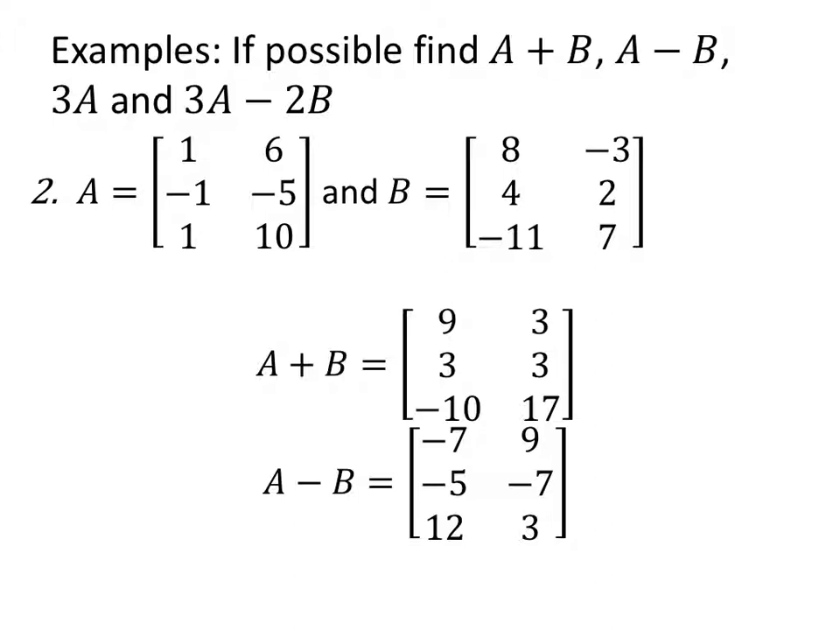2 more matrices. We have a 3 by 2 and a 3 by 2. They're the same size, so I can add them. I add a row 1. 1 plus 8 gives me 9. 6 plus a negative 3 gives me 3. In row 2, negative 1 plus 4 gives me 3. Negative 5 plus 2 gives me 3. In row 3, 1 plus a negative 11 gives me negative 10. 10 plus 7 gives me 17.